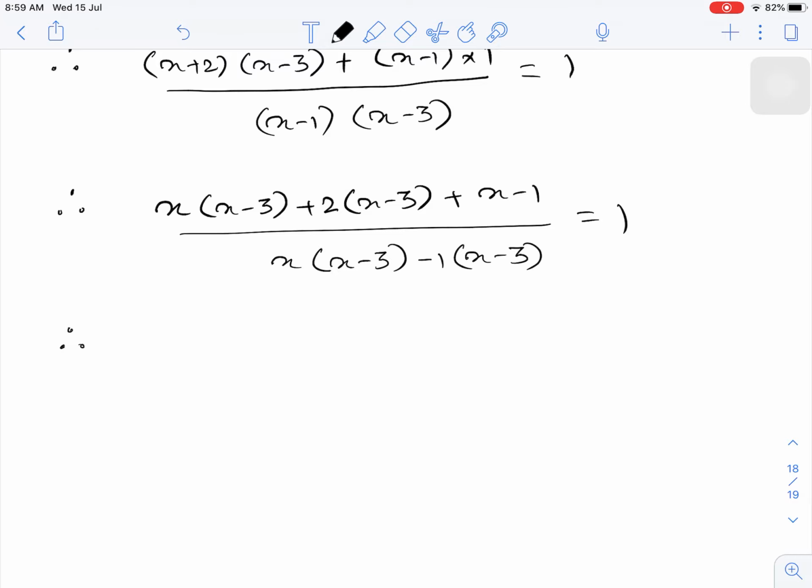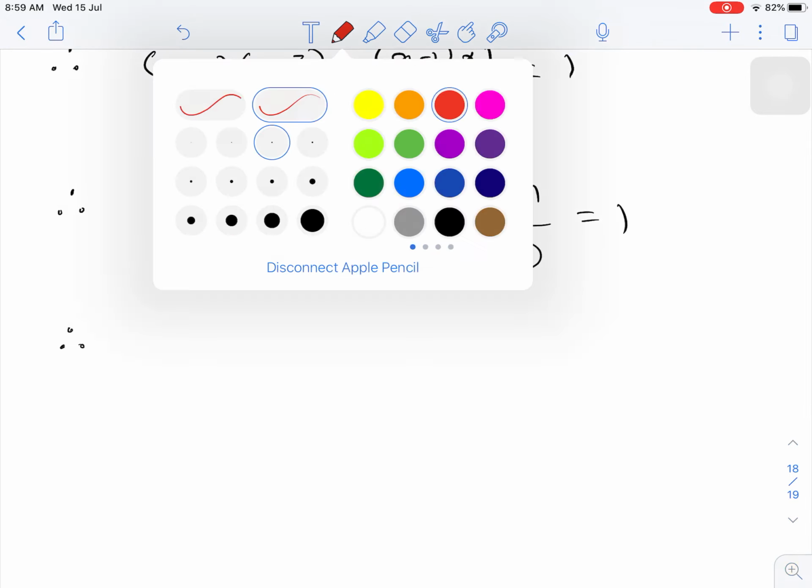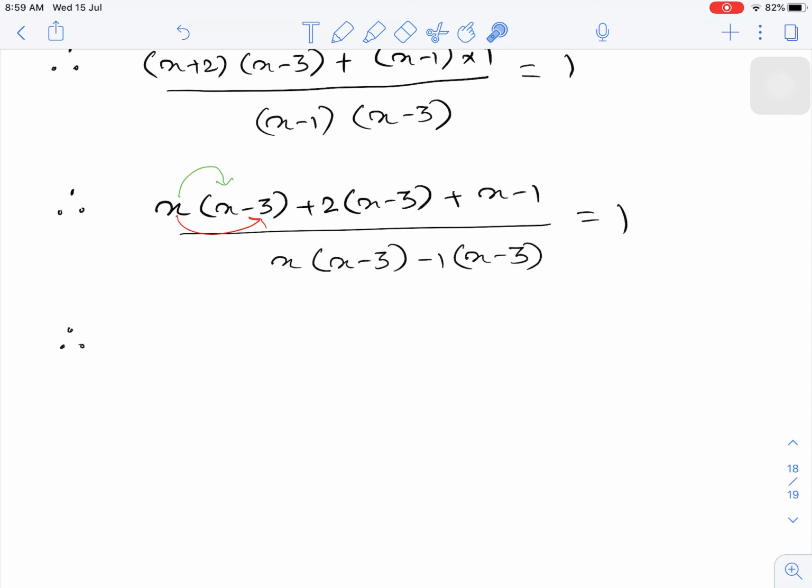Now our regular procedure, first this x will multiply with this x, and then this x will multiply with this minus 3. So now x into x becomes x square, then x into minus 3 will become minus 3x.